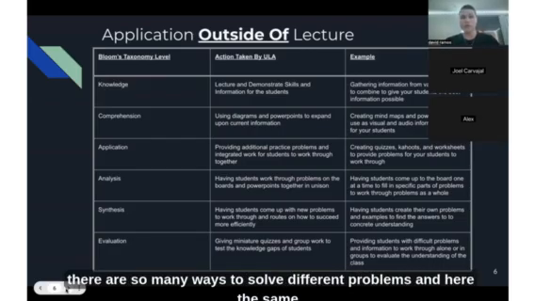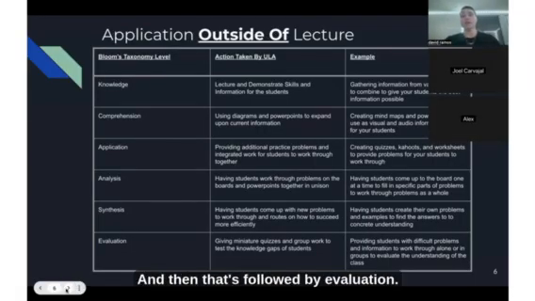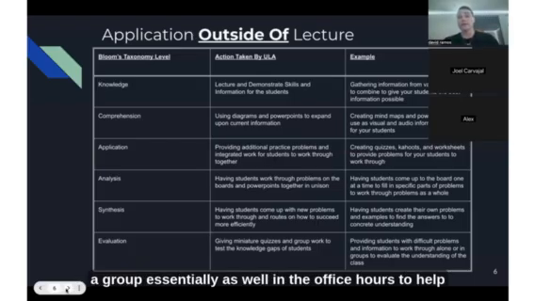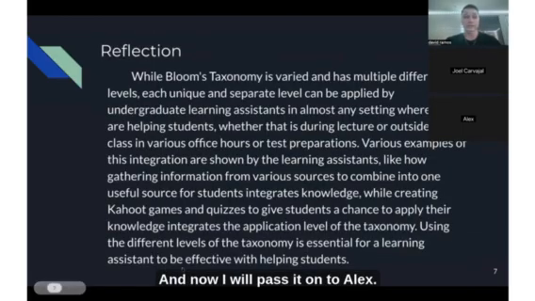There's so many ways to solve different problems. And here we do the same thing. We have students synthesize their own ways of solving problems. And then that's followed by the evaluation. For example, a Kahoot, a PowerPoint quiz, anything that'll help the students evaluate themselves or in a group essentially as well in the office hours to help them facilitate learning better. And now I will pass it on to Alex.